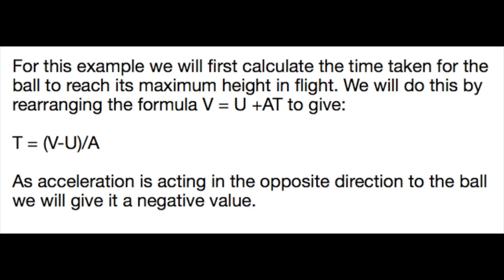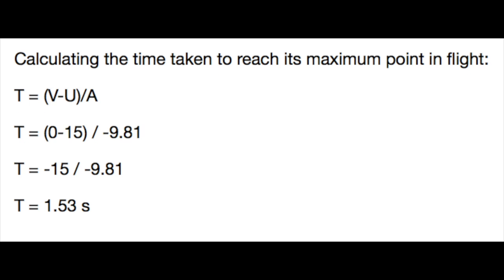We will do this by rearranging the formula v equals u plus at to give t equals v minus u over a. As acceleration is acting in the opposite direction to the ball, we will give it a negative value. To calculate the time taken for the ball to reach its maximum point in flight, we will use the rearranged SUVAT formula t is equal to v minus u divided by a.